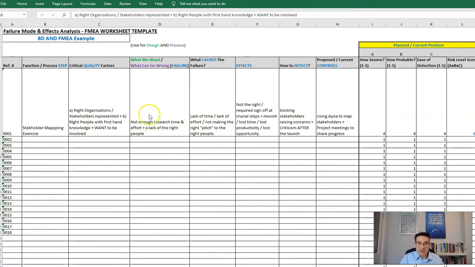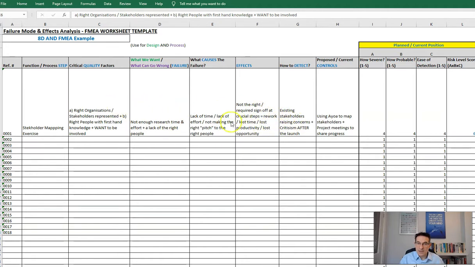So what are the causes of this failure? Well, the causes would be we don't put enough time and effort into it, and maybe we don't pitch it properly. We haven't got the right people on board because we haven't given them the right pitch to get them involved and get them to buy in. So what are the effects if we don't do this properly? The effects are we don't get the right people, we don't get the right sign-off, and the crucial and critical steps aren't properly thought through. Then that results in rework, lost time, lost productivity, and lost opportunity. So the effects are really significant if we don't get this right. How are we going to detect that we've got this wrong or that we're not getting it right?